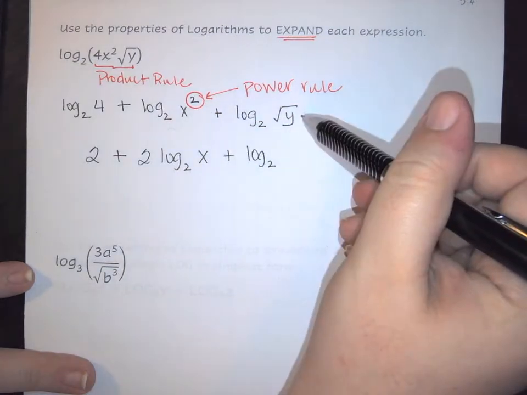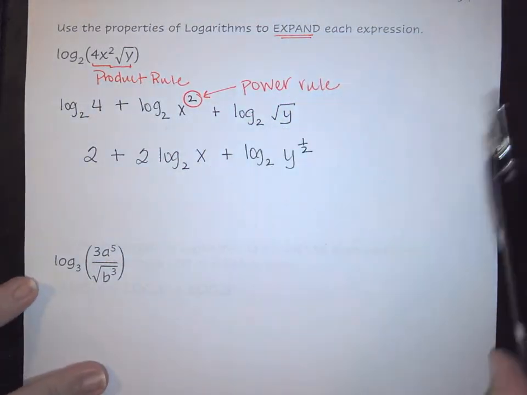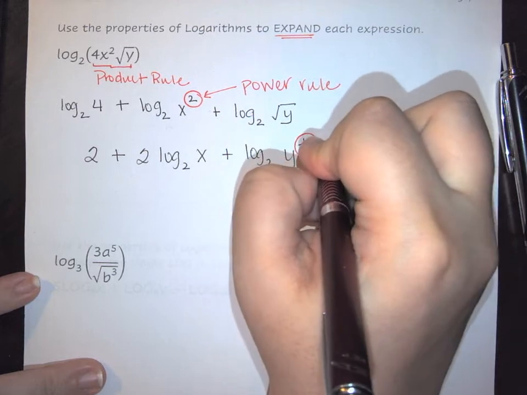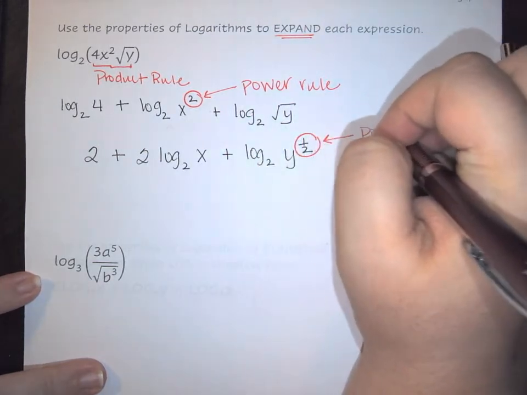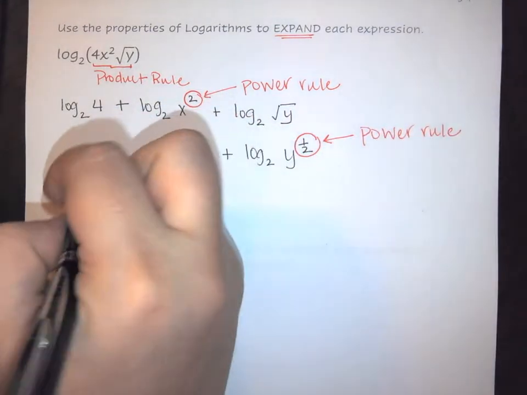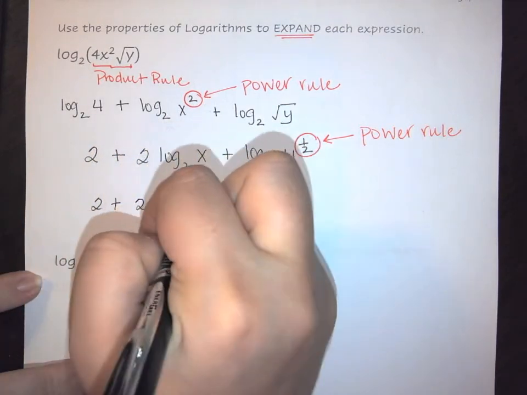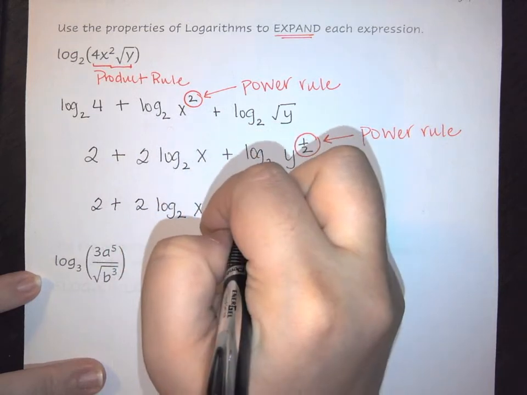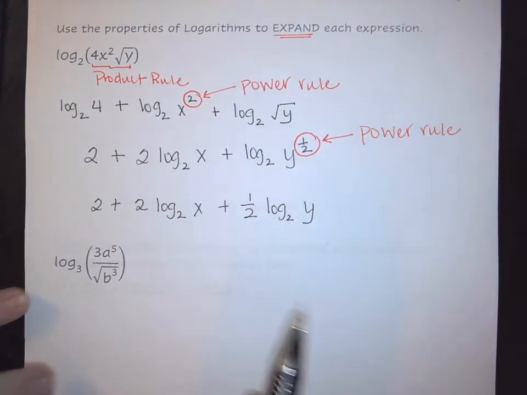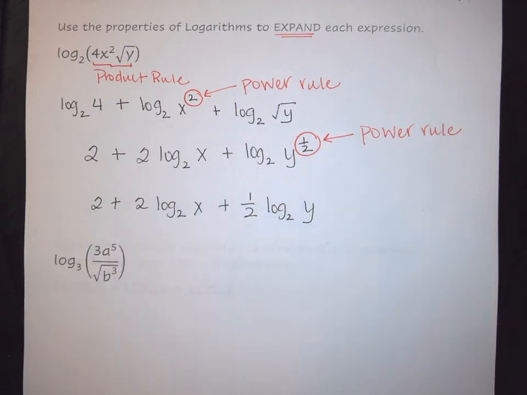For my square root of y, I'm going to rewrite it using powers, so this is going to be y to the 1/2. The reason for that is because, one more time, I have right here my power rule. So this is going to end up being 2 plus 2 log base 2 of x plus 1/2 log base 2 of y. Now, since we don't know what x and y are, and there's no other rules for us to use, we would be considered done.